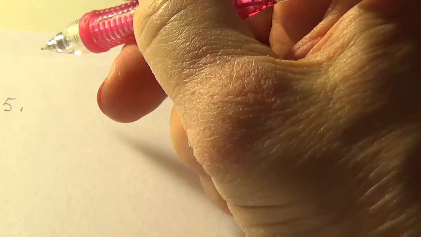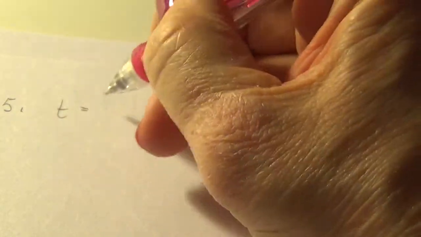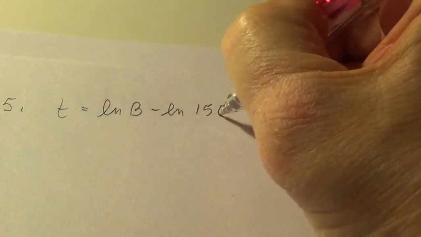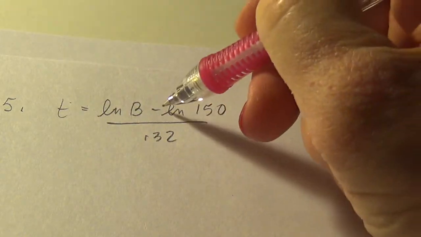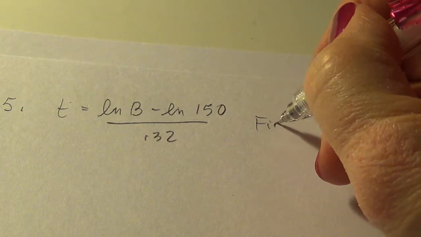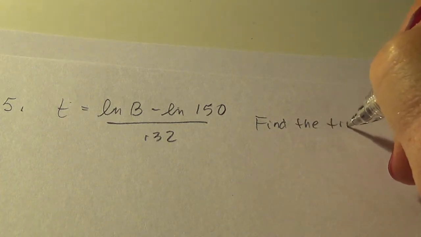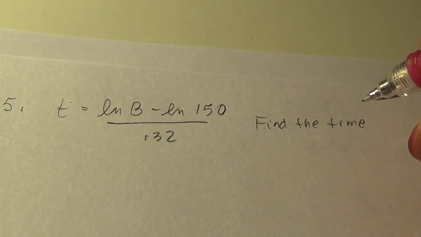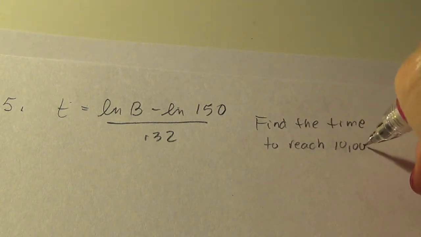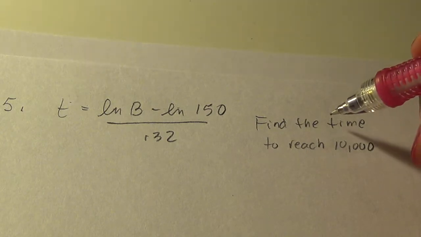Okay, number 5 looks like this. I'm going to say this is the time for bacteria's growth, and it looks like this relationship. So time equals ln of the bacteria growth minus ln of 150 over 0.32. Find the time for the bacteria to reach 10,000 in number. So we're going to plug that 10,000 in for bacteria and solve for time.